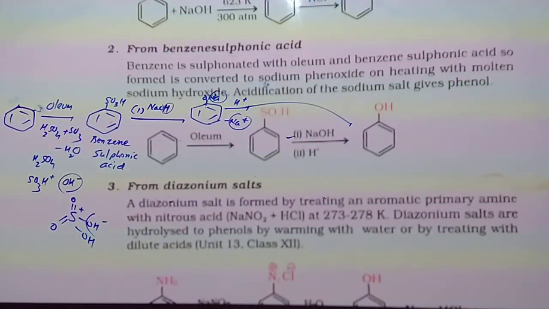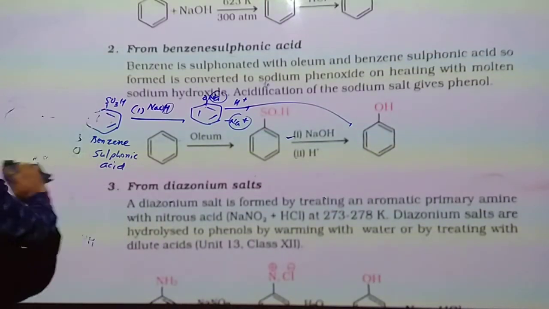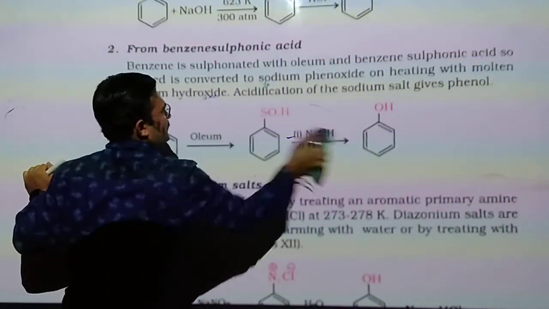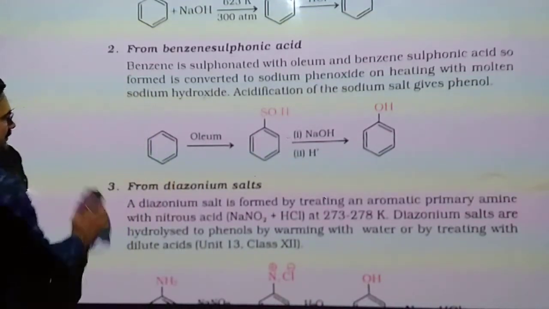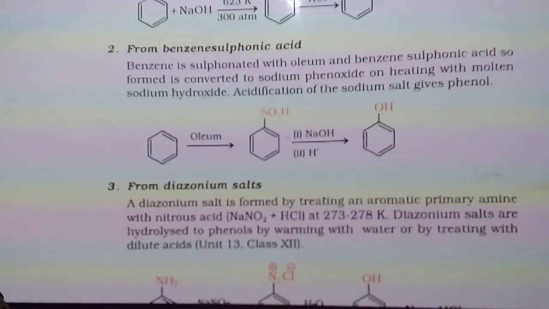Benzene is sulfonated with oleum, and benzene sulfonic acid is converted to sodium phenoxide on heating with molten sodium hydroxide. Acidification of the sodium salt gives phenol. This is the second method. Now the third one, from benzene diazonium salt.